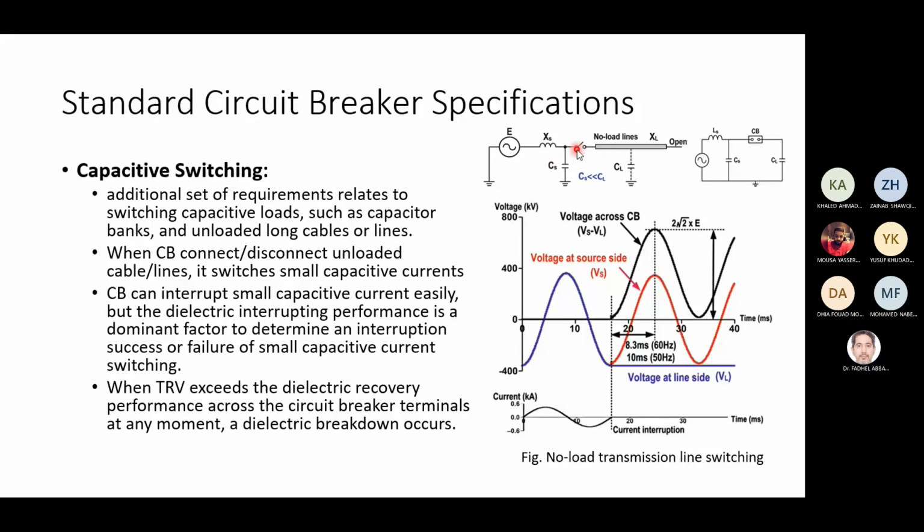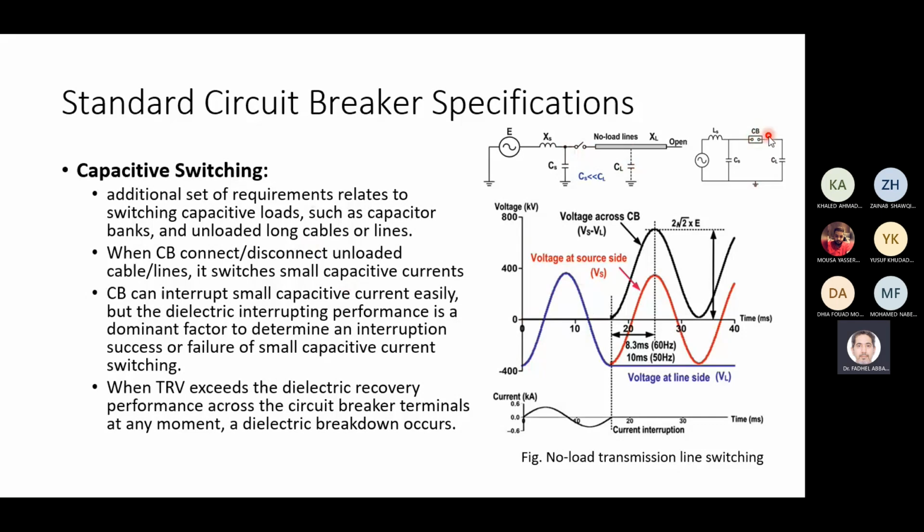So we will model it like there will be a shunt capacitance that represents the cable or the line, and this is the source. Now, suppose this is the voltage when this was closed. Suppose this is closed, there is no load. What will be the voltage across the shunt capacitance? So this is the model for this.